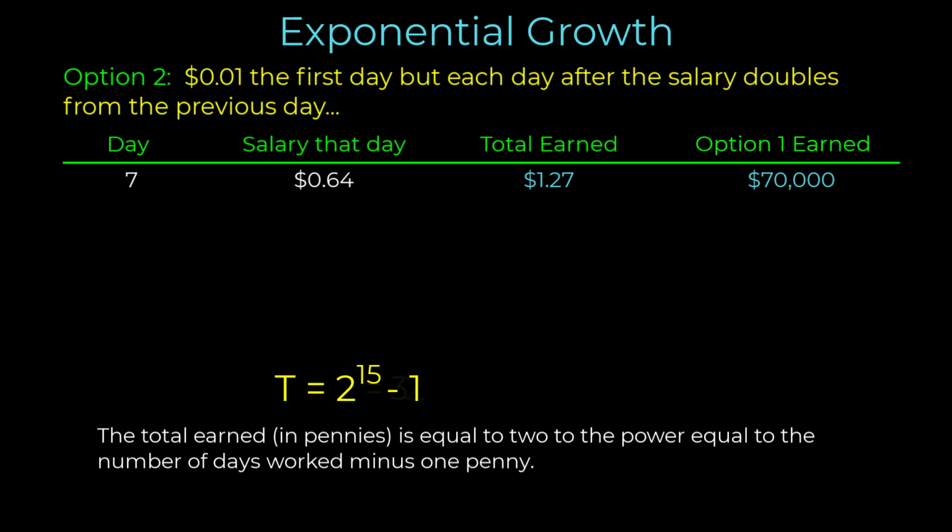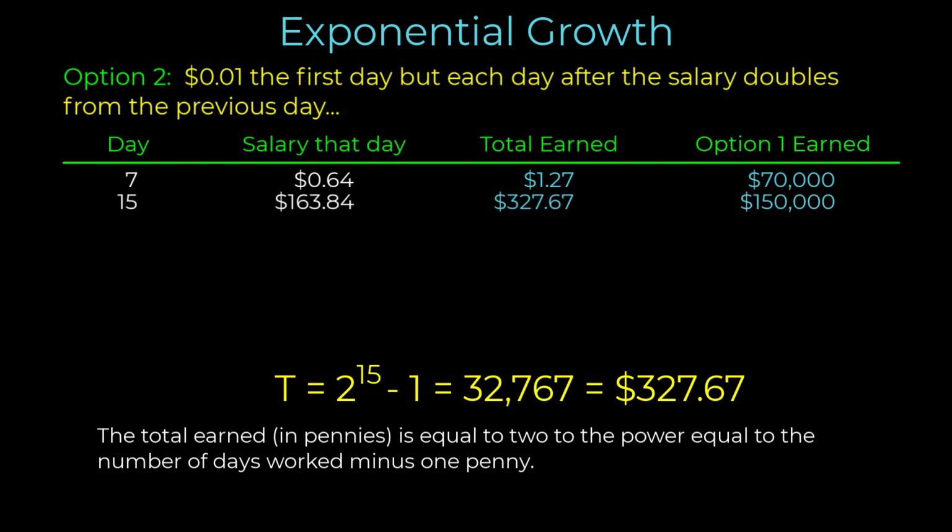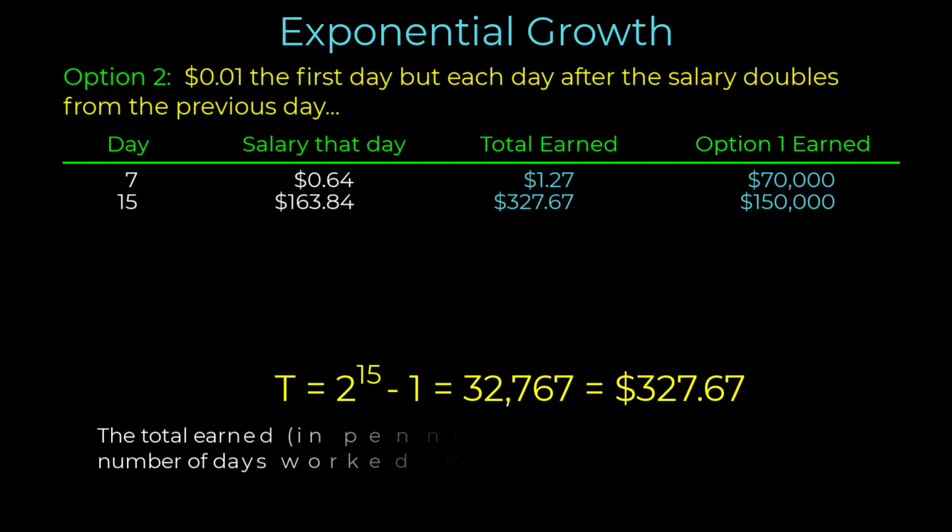I get 32,767 pennies, which is equal to $327.67. We are halfway through our month, and this option is far, far behind the $150,000 you would have earned at this point using option 1.